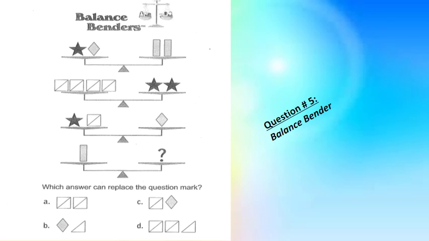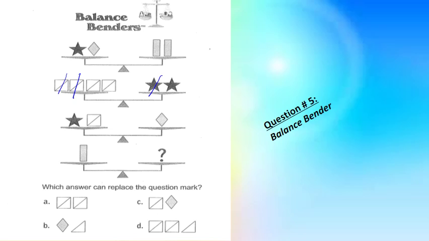Now question number 5 is also a balance bender. Also we have 4 balance benders. In which balance bender do you start? First, second, third, or fourth? What do you have in the first? Yes, we start in the second. What do you do in the second? Each star is equal to what? To 2 boxes. Yes.